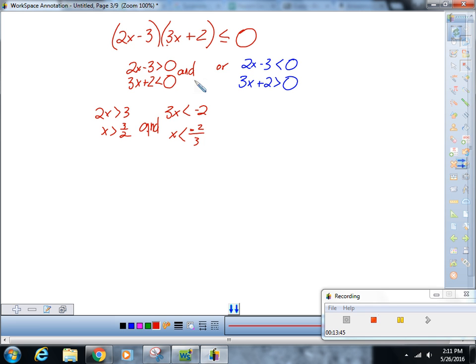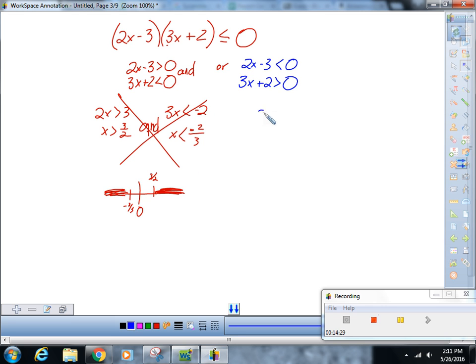Okay, so let's try this one. Just to explain that a little further, how can x be bigger? Here's 0. Here's 3 halves. How can x be bigger than 3 halves and at the same time be less than a negative 2/3? X cannot lie on both those spots at the same time. So I think these are thrown out. Okay? So let's test this one.